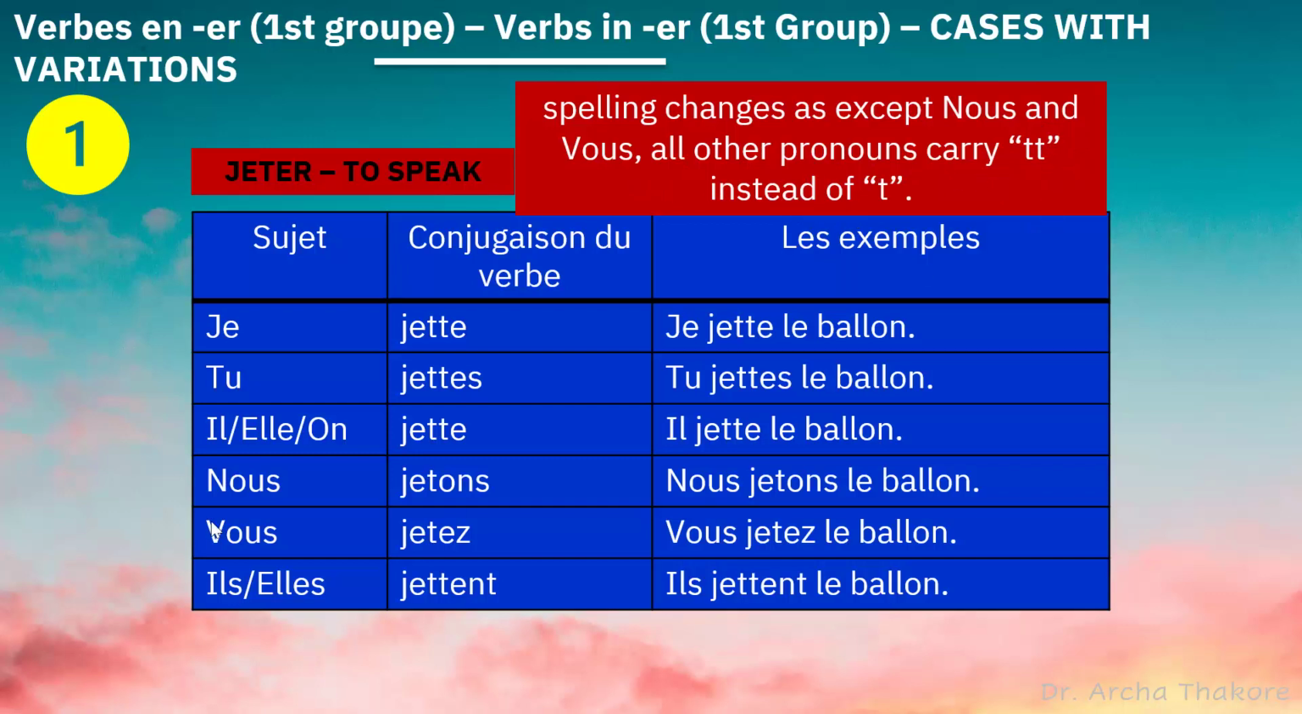Now let's read it together. Je jette le ballon. So I throw a ball. Tu jettes le ballon. Il jette le ballon. Il jette le ballon. So the pronunciation of all four is the same. No problem there. You can easily remember it. Je jette le ballon. Tu jettes le ballon. Il jette le ballon. Et il jette le ballon.